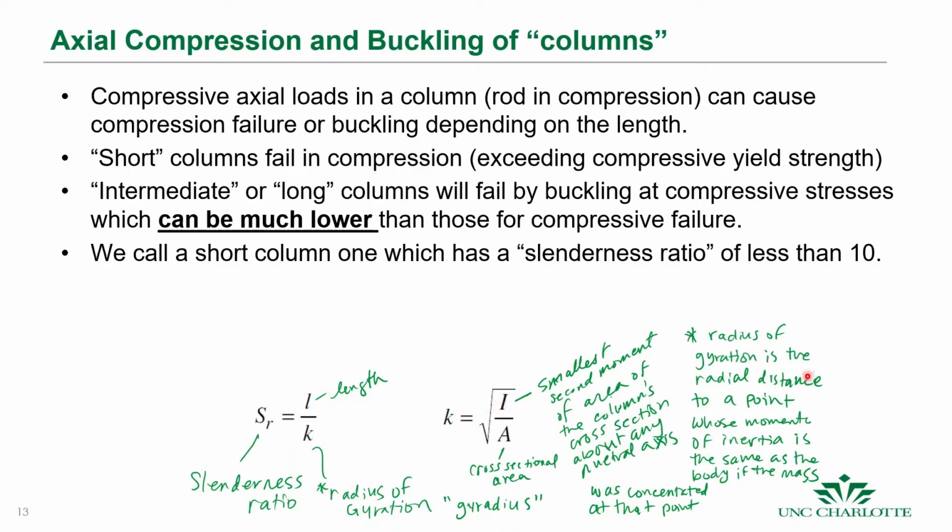It's the radial distance to a point whose moment of inertia is the same as the body if the mass was concentrated at that point. So you can almost think of it as if you took all the mass of the object and put it out at some radius, that's the radius of gyration for that material.